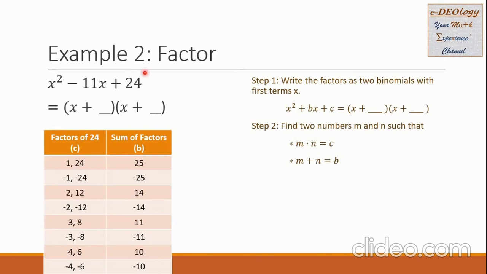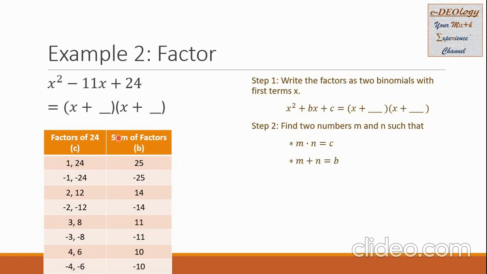We are looking for the factors of 24, and here are the factors. 1 and 24, negative 1 and negative 24, 2 and 12, negative 2 and negative 12, 3 and 8, negative 3 and negative 8, 4 and 6, negative 4 and negative 6.